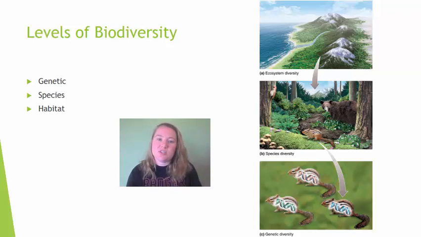Then there is species diversity. If you're looking at a particular location, species diversity is how many different types of things you find living there. And then habitat diversity is looking, on a larger scale, at how many different types of habitats are found in a particular region.